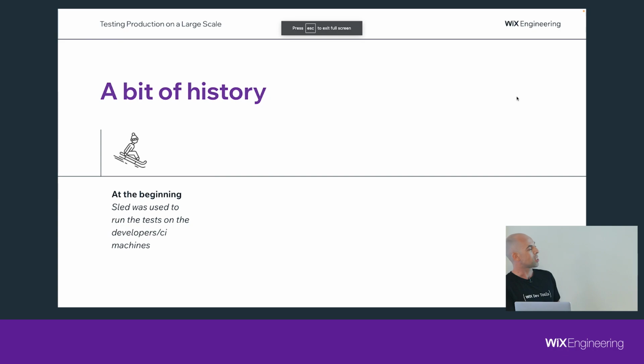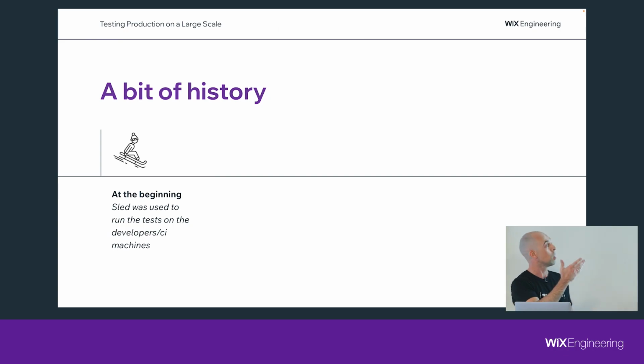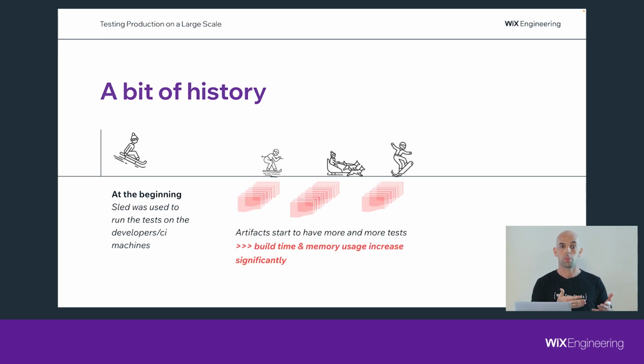So how are we doing all those magics? Let's talk a bit about history and why we decided to do it. In the beginning, there was a little tool developed by one of the Wix users that helped to run those tests and do all the connection to the new deployed preview service. But it ran on your local machine or the CI machine, which took a lot of time, because people saw it was good and started to write a lot of tests, and then each build took about an hour.